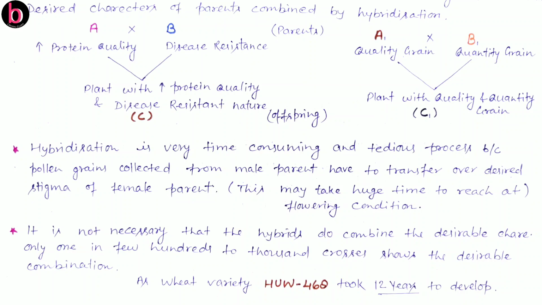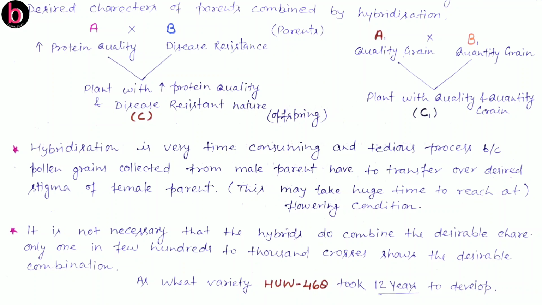So that's why hybridization is very tough, because for hybridization flowering is needed, and when there is flowering then we have to take the desired pollen grains collected from the male parent and we have to transfer them onto the desired stigma of the female parent. This may take huge time to reach the flowering condition as we earlier discussed. So this is the first point, that we have to wait till flowering in a particular plant.